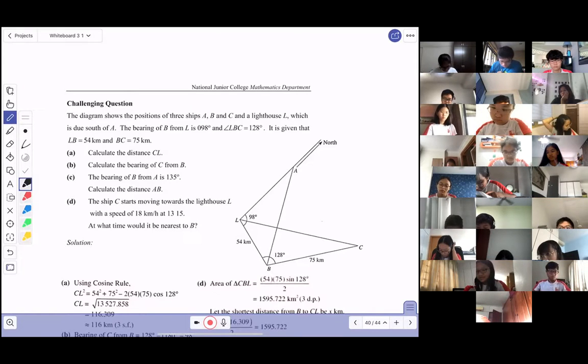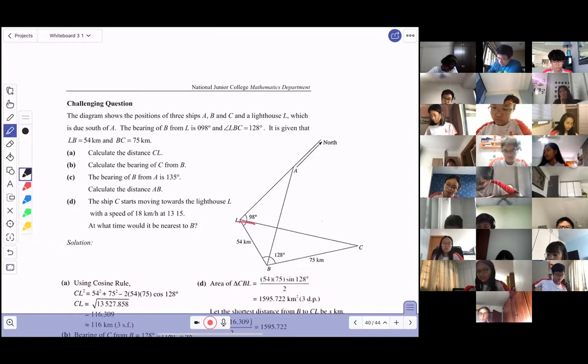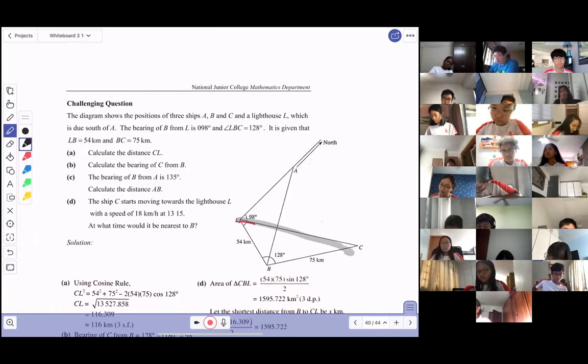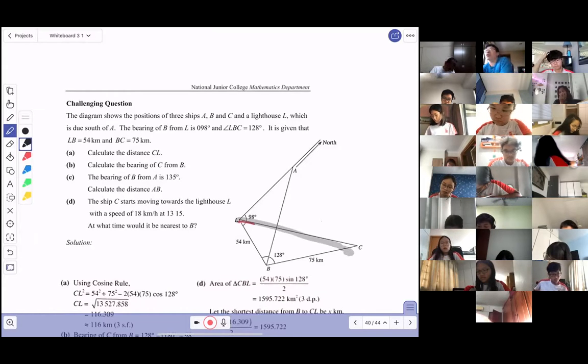How to find the length of the hypotenuse? You are referring to this question. Which side are you talking about? This side? This one? Oh, okay. We use the cosine rule.